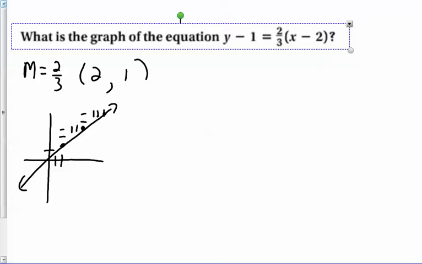And I knew that because the slope is positive. Pretty easy. You got it. Why don't you pause the video, and I'll see you back here in a minute.